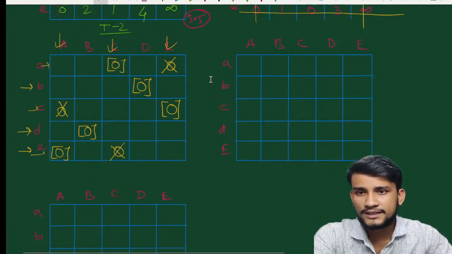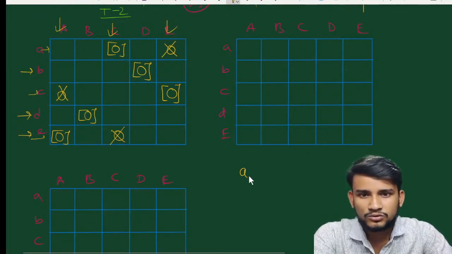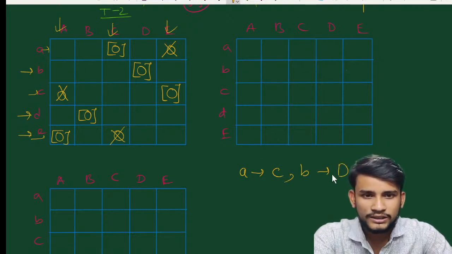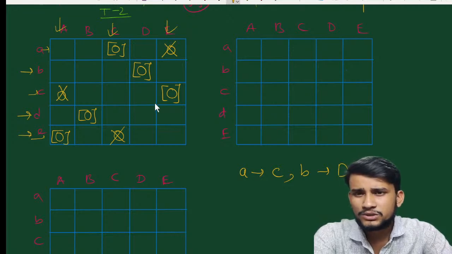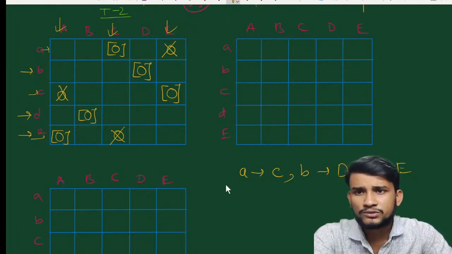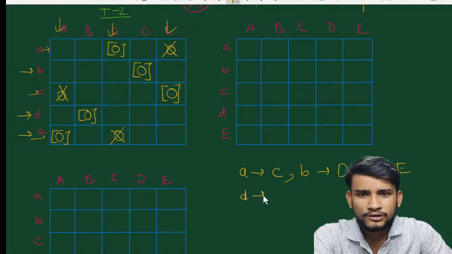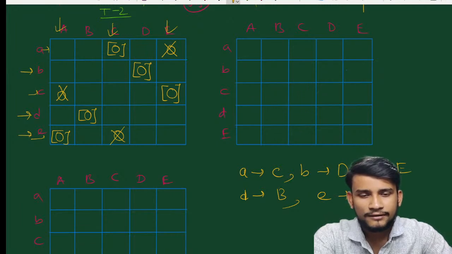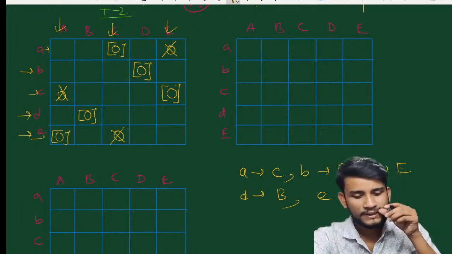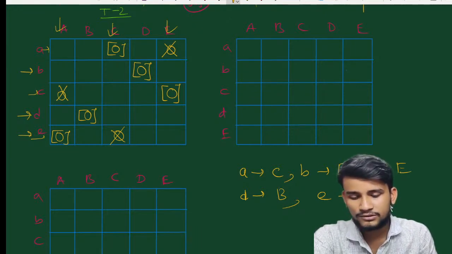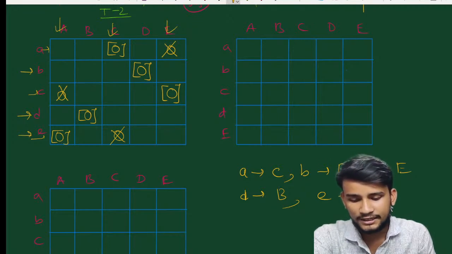Therefore the optimal assignment is now what? A goes to C, B goes to D, C goes to E, then D goes to B, and E goes to A. Okay, so this is the assignment. A goes to C, B goes to D, C goes to E, D goes to B, and E goes to A. Okay, so this is an assignment.